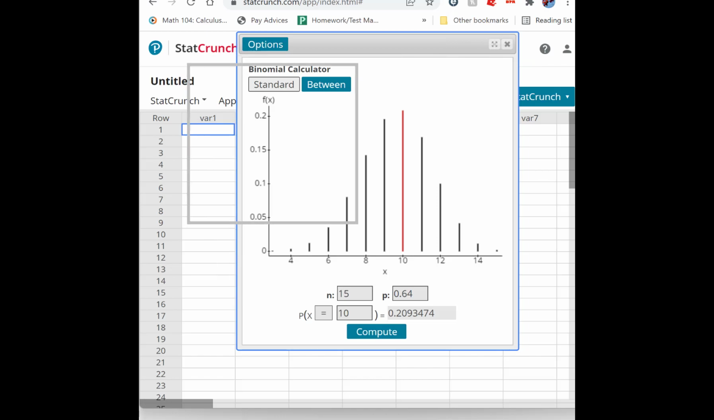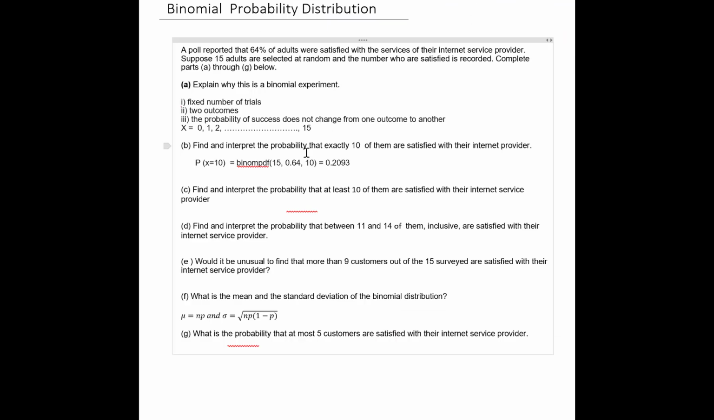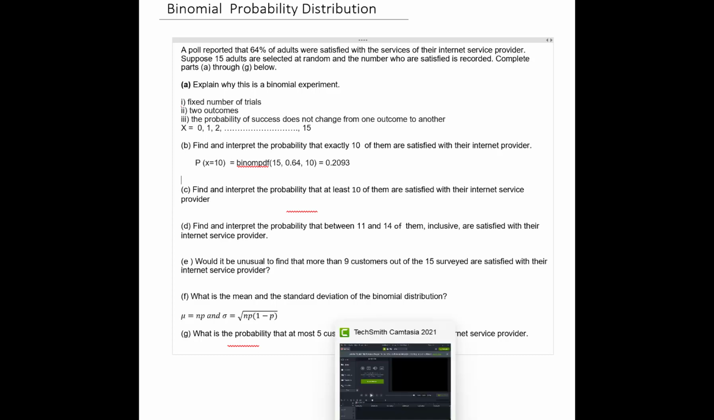So let's go to the next question. Find and interpret the probability that at least 10 of them are satisfied with their internet service provider. Okay, I'm going to show you how to do this using StatCrunch first.